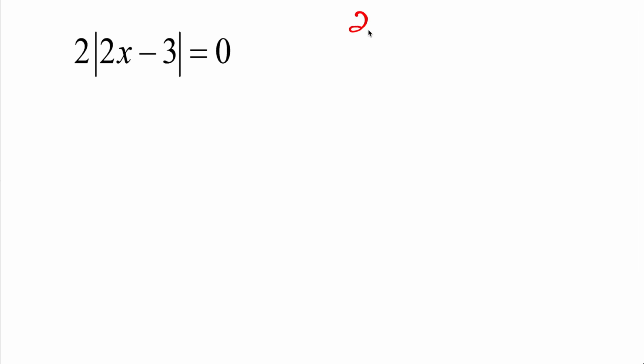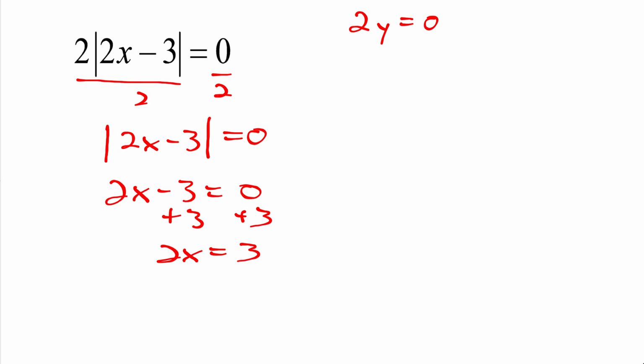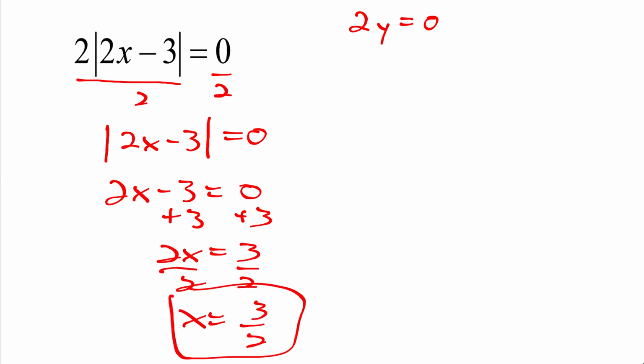Again, now if you think of it like an equation that we've solved before, get the operation by itself. So we want to divide by 2. And now you should be thinking, how many answers do I have? It's the absolute value equal to 0, so there's one answer. All I have to do is solve. And it's okay if it's a fraction.